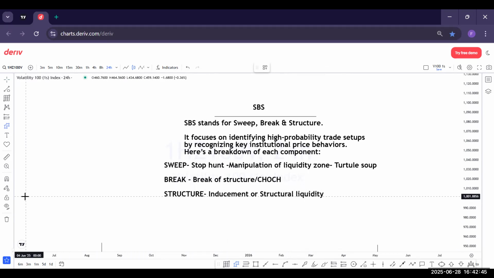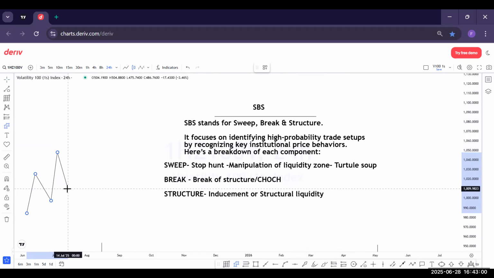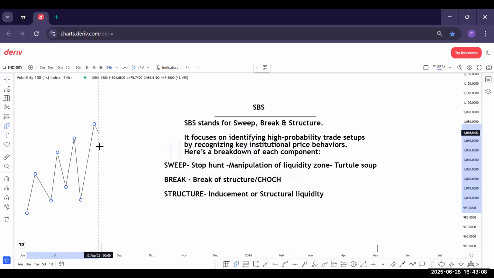Now, the reason for SBS is because price moves in an algorithmic format. All right, this is how price is designed to move. You see price coming down, creating a higher high. Price doesn't just move zigzag. Price at some point will create a low, break structure, come down to sweep the previous low and move. This is how price is designed to move. We call it the algorithm.